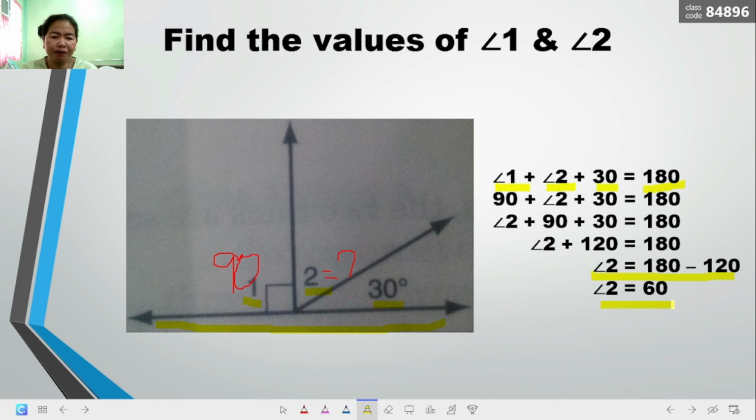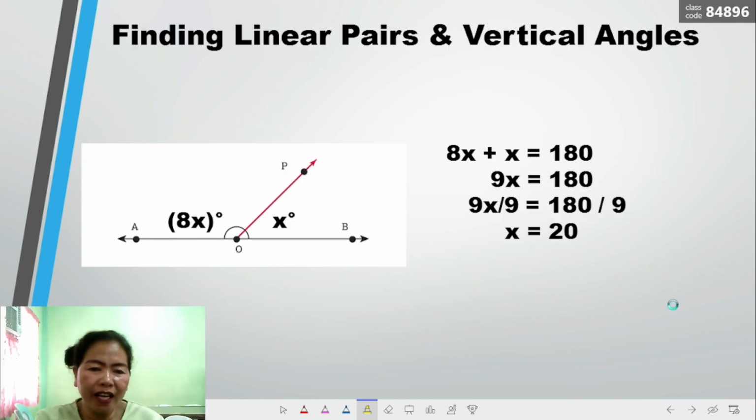Next example, finding linear pairs and vertical angles. Does this example show vertical angles or linear pairs? I hope you will answer linear pairs. Of course, because I have discussed it already in the previous slides. So this is an example of a linear pair.